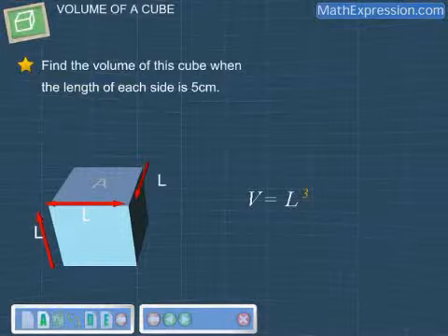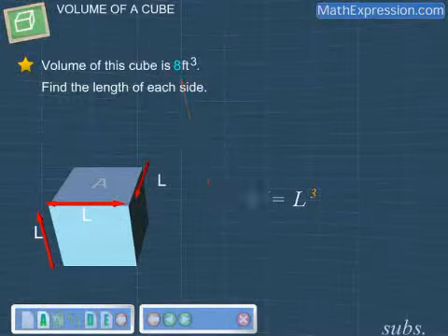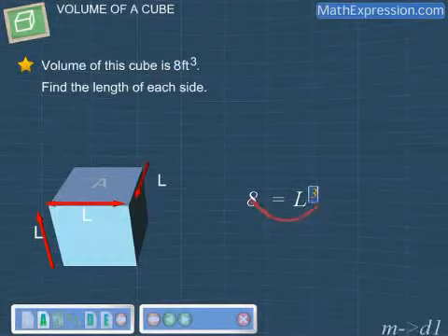Next example. If the volume of the cube is 8 cubic feet, find the length of each side. Now, let's start with the formula, V equals L cubed, where L is the length of each side. Since the volume of the cube is 8, we can substitute V with 8. So, now we have 8 equals L cubed. To find L, we can see that since 8 is equal to L cubed, L can be found by calculating the cube root of 8.